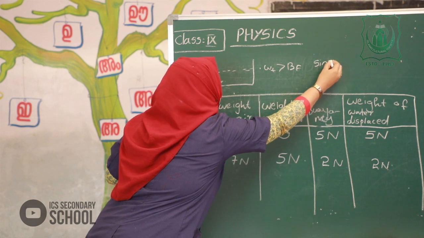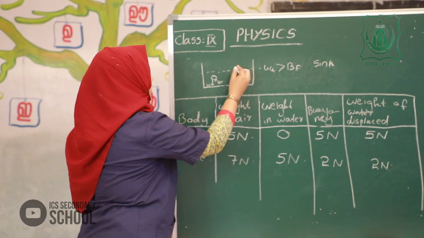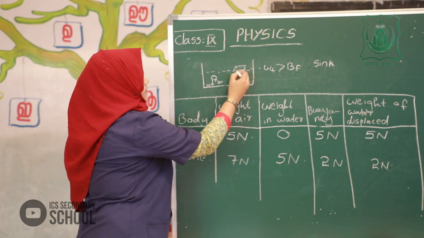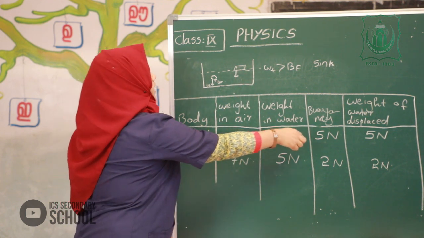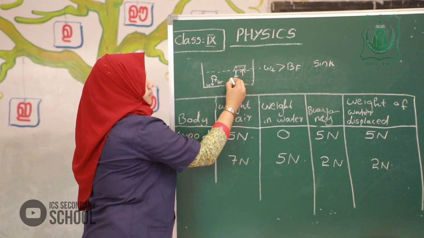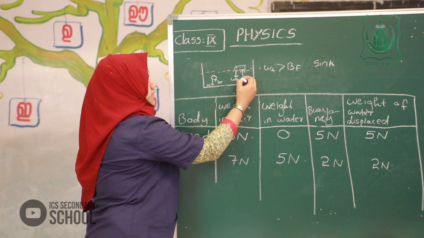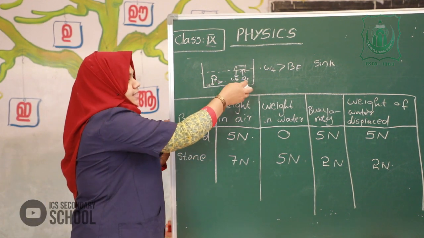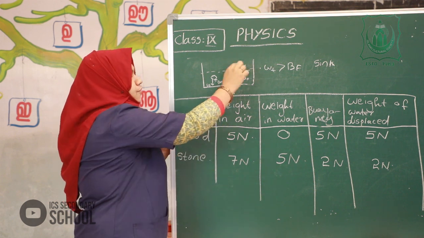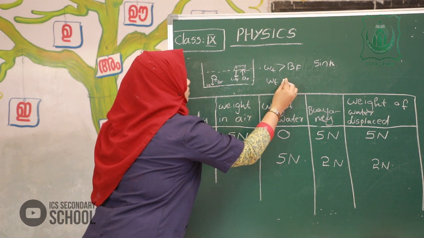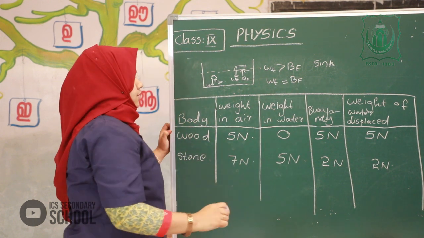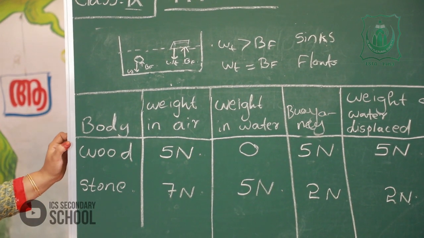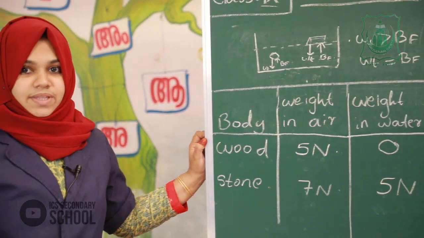Next, if we take wood, weight in air is equal to buoyancy. Weight of wood is equal to buoyancy. We know that weight acts downwards and buoyant force acts upwards. So it floats on the water. When the weight of the object is equal to the buoyant force, it floats on the water. We can understand these things from this table.